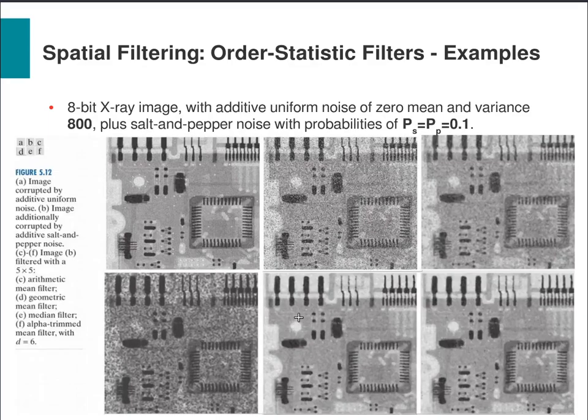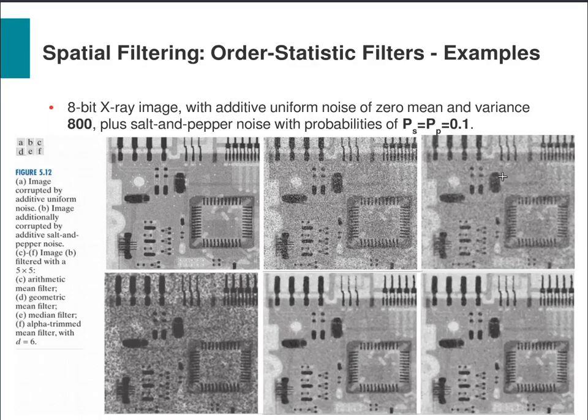Let's just take a look at another example. Here we have basically a combined noise. So on top left corner we have the X-ray image with additive uniform noise of 0 mean and variance of 800. Top middle we added salt and pepper noise with probabilities 0.1 for both salt and pepper to the previous image. So this image not only contains uniform noise but also salt and pepper noise.